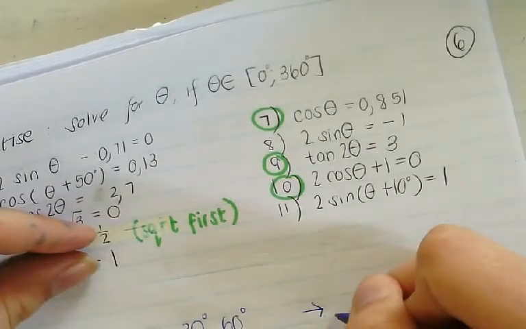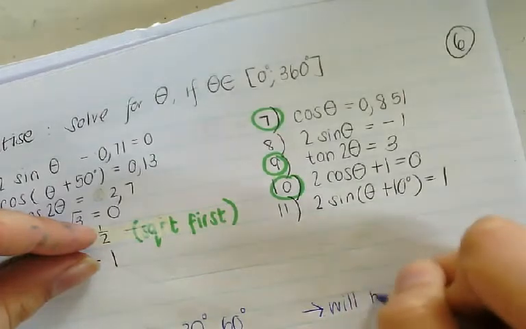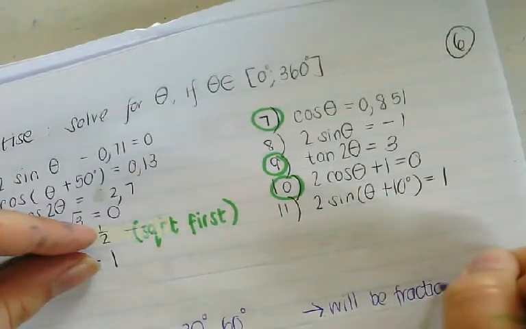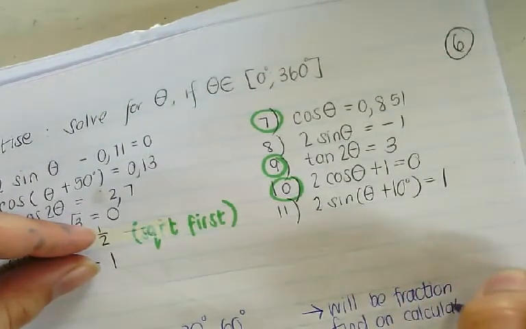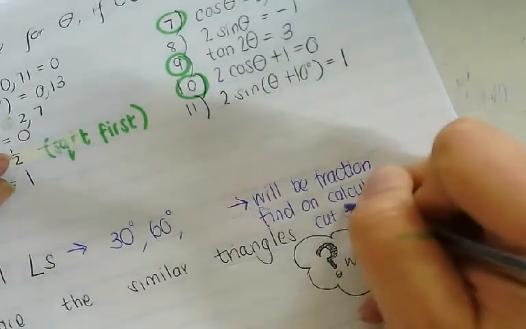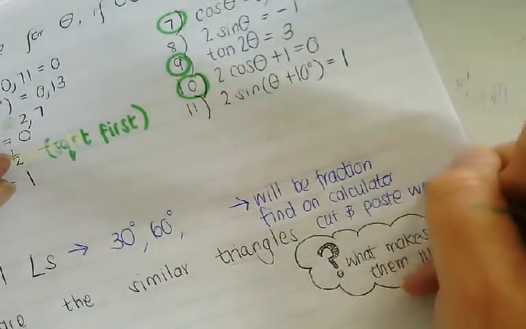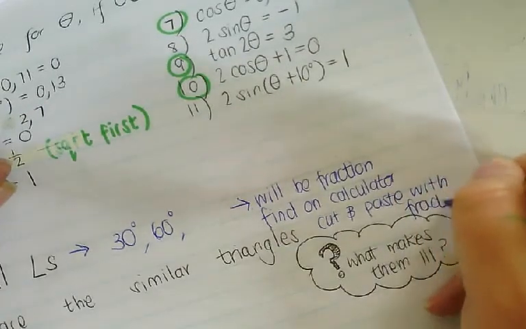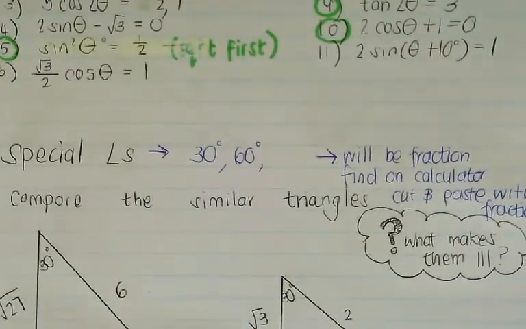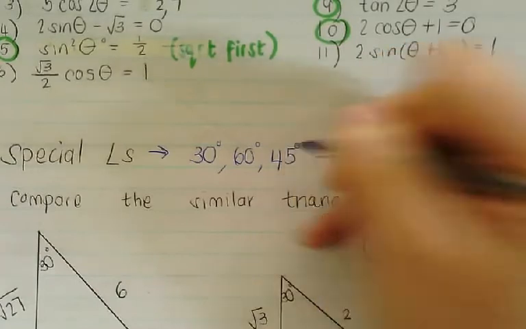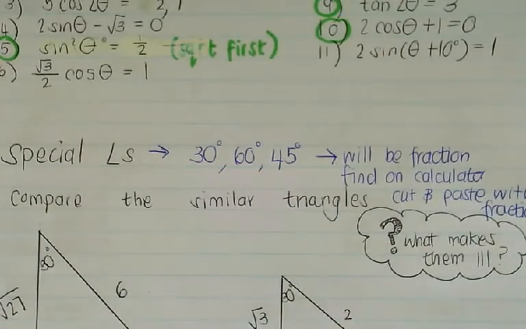There is going to be one more, which we're going to do now. Will be fraction. Find on calculator. Cut and paste with fraction. Okay, so special angles, 30, 60. The next one we are doing is 45. As soon as you see them, type exactly what you see on your calculator, cut that away and paste the fraction that your calculator gives you.